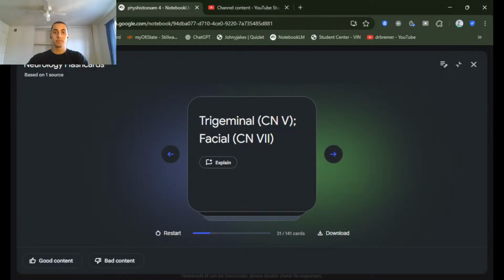Now, let's get back to it, shall we? Facial sensation via the trigeminal nerve and motor response. Oh, sorry, you guys can't see that. There we go. Yeah, trigeminal, which is nerve 5, facial, nerve 7. Zozo, I just took a short break, that's all. Just a 5-minute break.